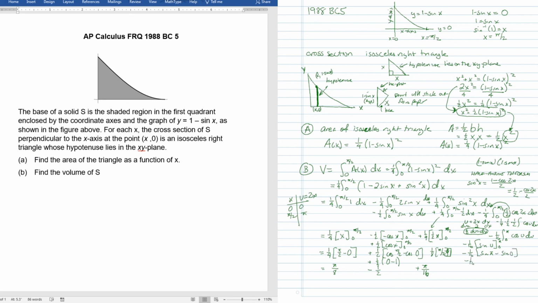The funny thing is, both of those numbers are 0, so all this work was for naught because I essentially add 0. And so I come up with an answer of pi over 8, which is actually the same as 2 pi over 16, plus pi over 16 equals 3 pi over 16 minus 1/2. And that will be the volume of this particular object.